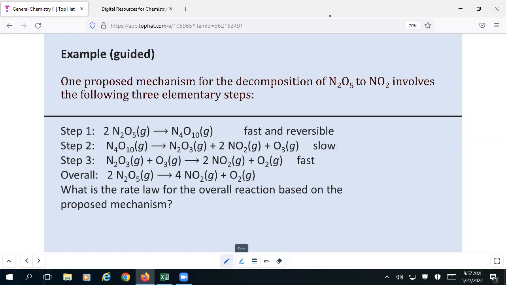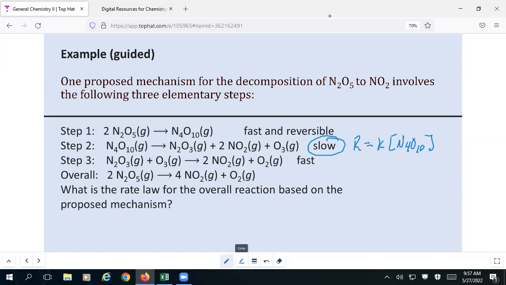Question is, what is the rate law for the overall reaction? So when we are asked a question like this, the first thing we need to do is find that slow step, that rate determining step. From that rate determining step, we can write a preliminary rate law. There's our preliminary rate law. Now, if that preliminary rate law contains no intermediates, we're good. We stop right there.